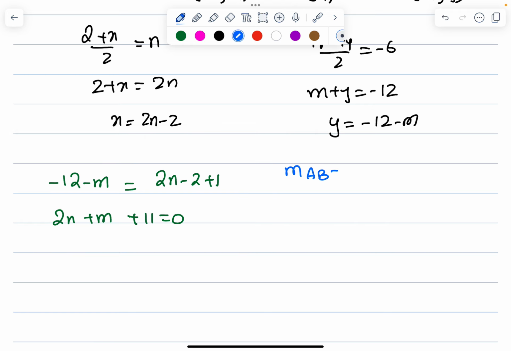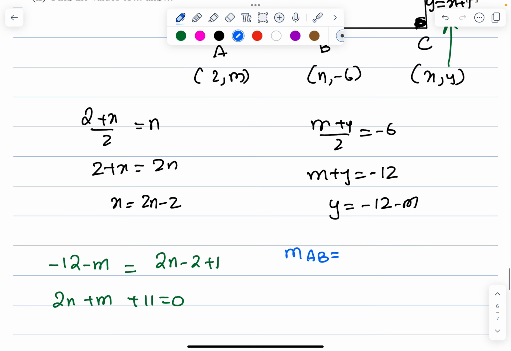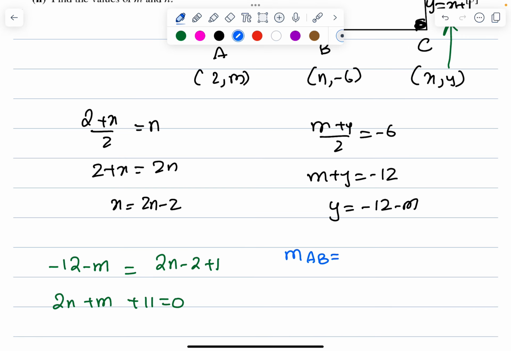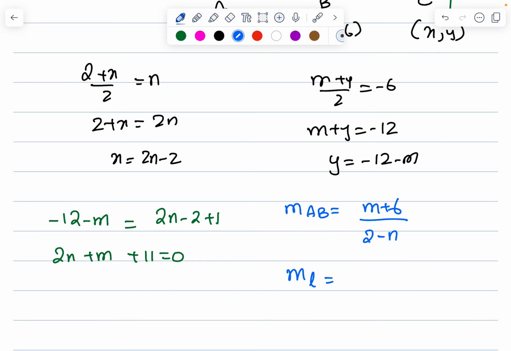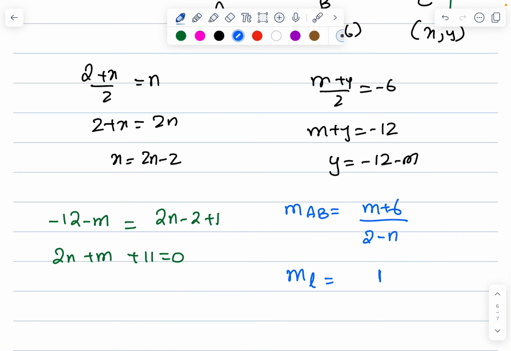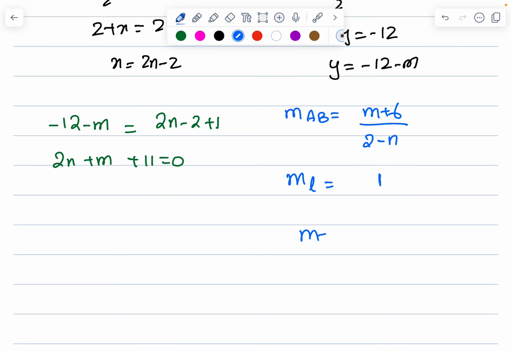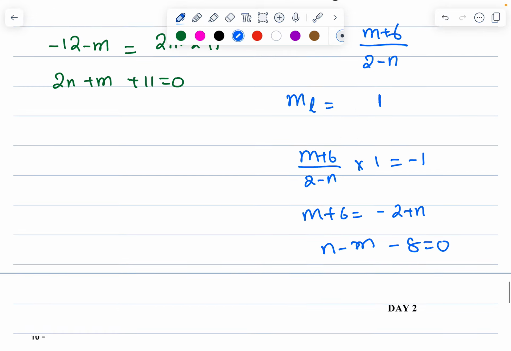Gradient of AB is m plus 6 divided by 2 minus n. Whereas gradient of the line L is equals to 1. Now because they are perpendicular, m plus 6 divided by 2 minus n times 1 should be equals to negative 1. So m plus 6 equals to negative 2 plus n. So it becomes n minus m minus 8 equals to 0. So I get two equations.